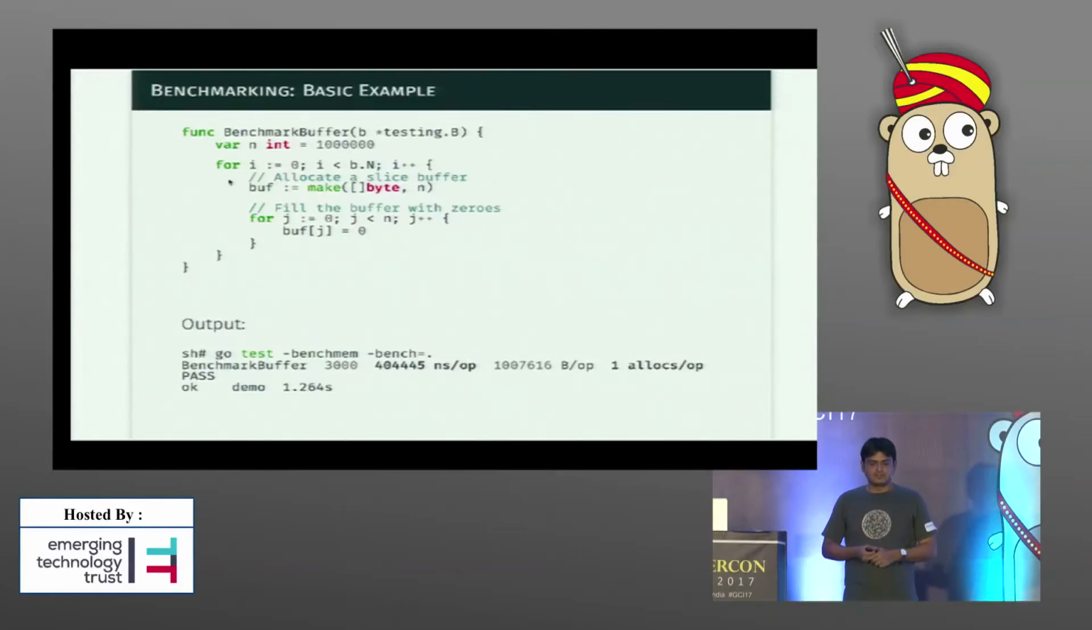And the output is interesting. It shows the amount of time it takes for each operation, that is, each time the for loop is run, and the number of allocations you make in that operation. In this particular case, if you notice, I defined a variable called buff. It's an allocation of 1 million bytes. So as you would expect, because I'm allocating memory, there is obviously one allocation that is being done, right?